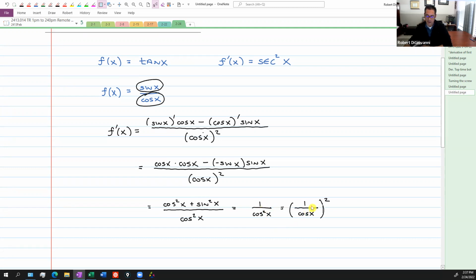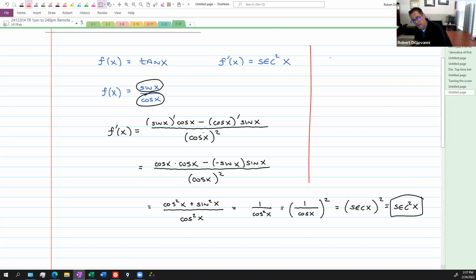If I square this fraction, I square the top. 1 squared is 1. If I square the bottom, I get cosine squared. But what is 1 over cosine? Secant. So this is secant x squared, which is secant squared x, same thing. That's how you can prove that the derivative of tangent is secant squared. And you can also prove all the others. I didn't prove this one.